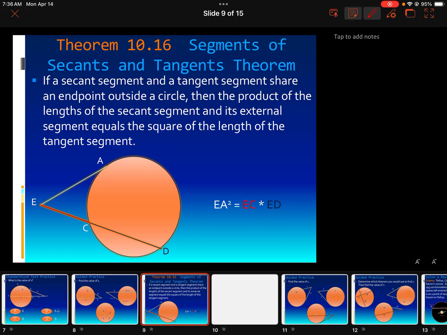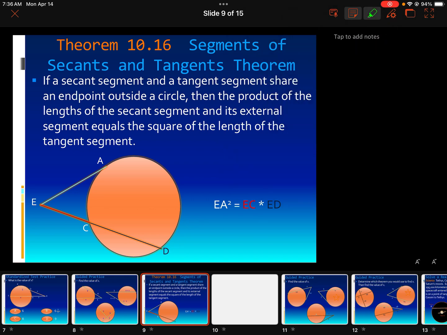Theorem 10.16 talks about segments of secants and tangents. If a secant segment and a tangent segment share an endpoint outside of a circle, then the product of the lengths of the secant segment and its external segment equals the square of the length of the tangent segment.